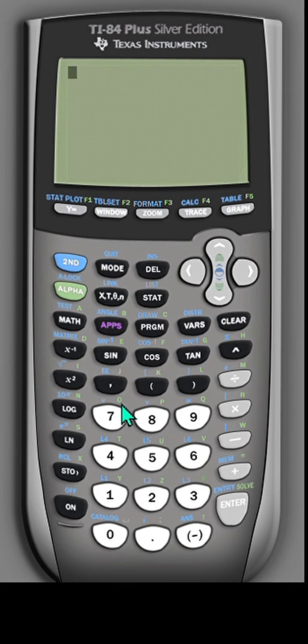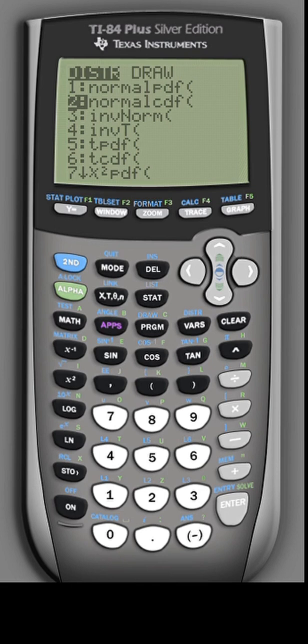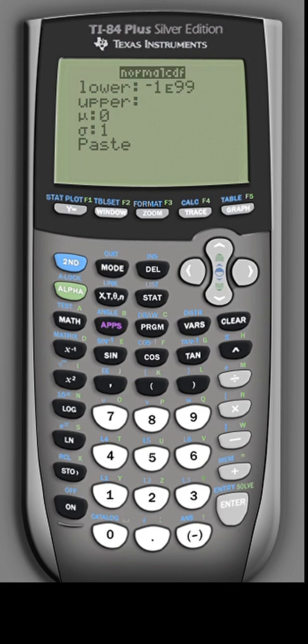Example number 2, the normal CDF computes the normal distribution probability between a lower bound and an upper bound for the specified mean and the standard deviation sigma. The defaults are 0 and 1. When you click on the normal CDF function, you are going to see in the TI-84 that there are 4 options: the lower bound, the upper bound, mu, and sigma.